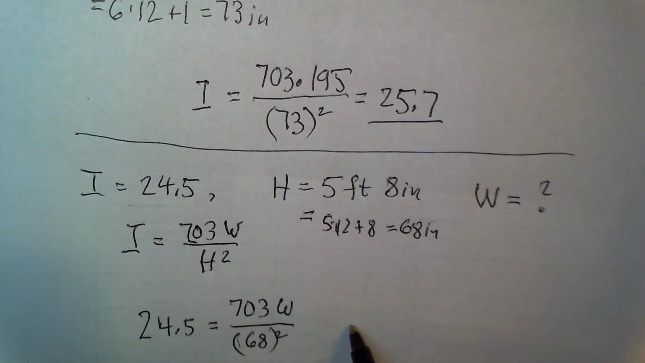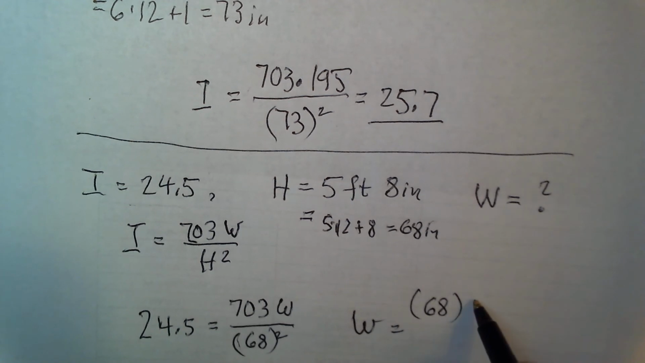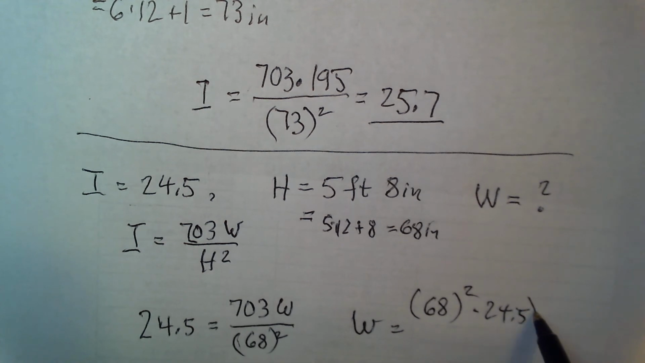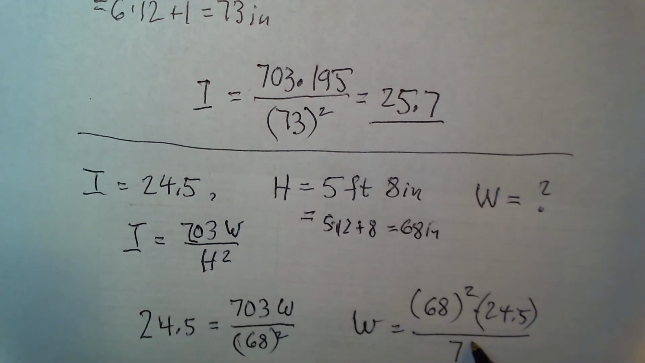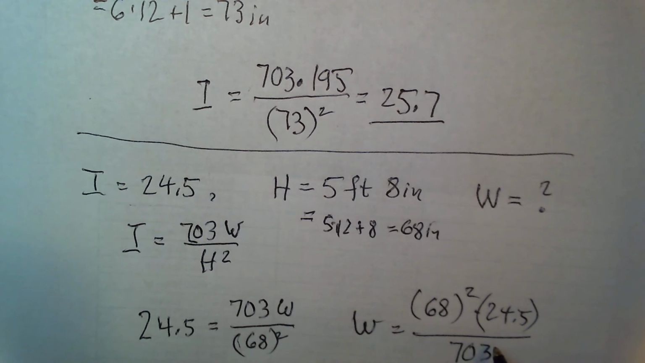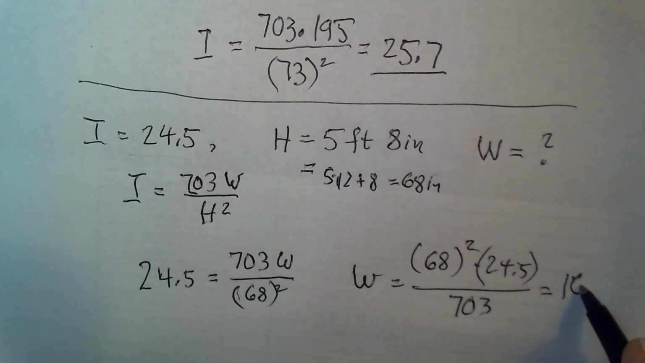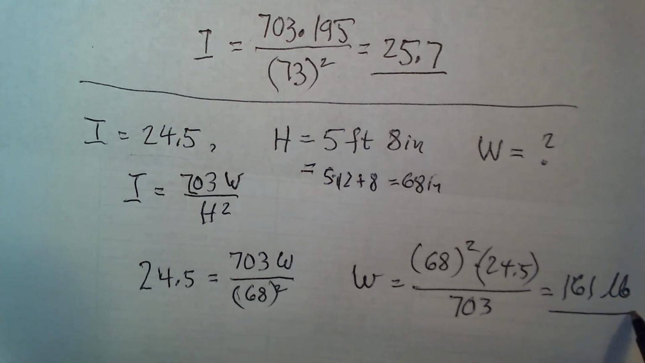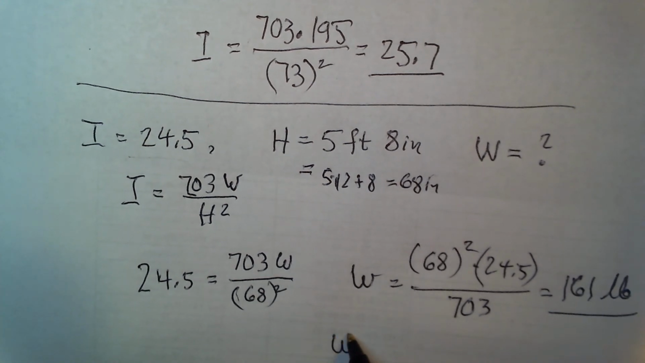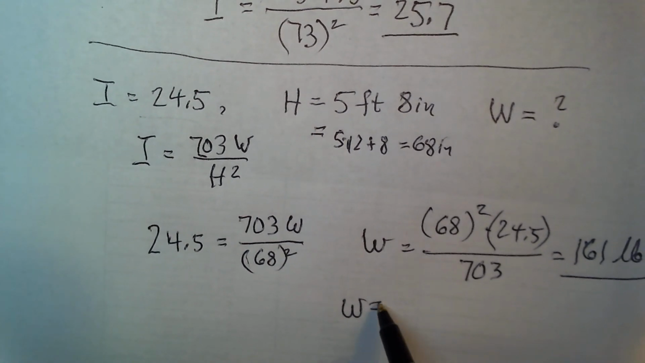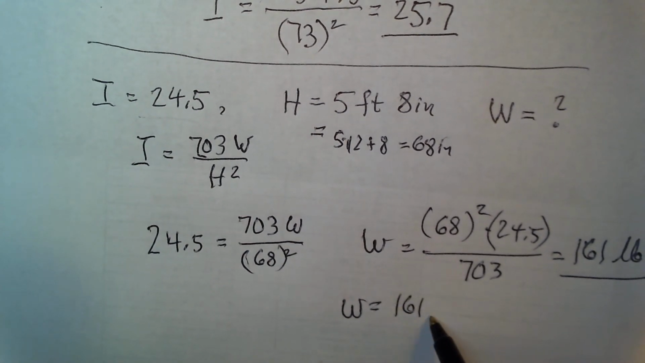And so W would then equal 68 squared times 24.5 divided by 703. And when we calculate that, that turns out to be 161 pounds. So W equals 161 pounds for that person.